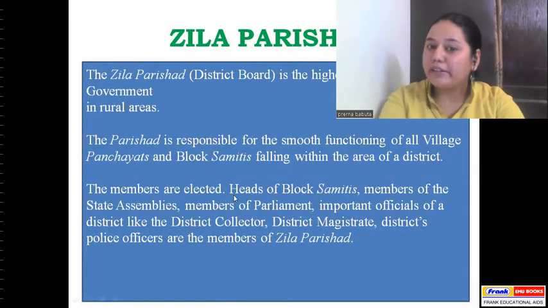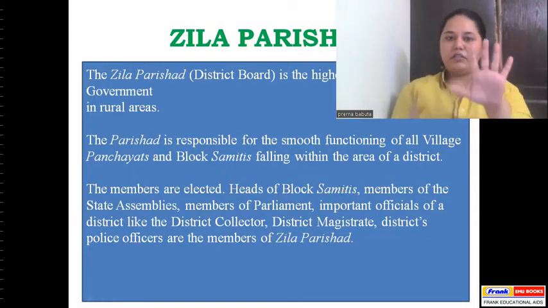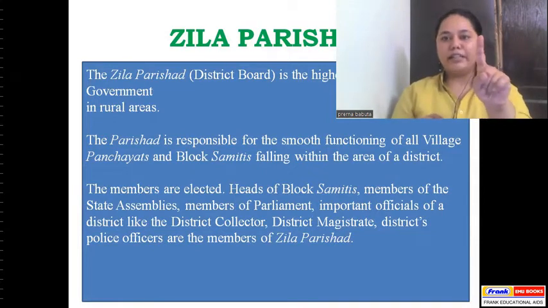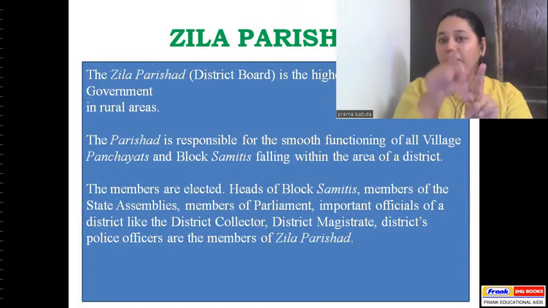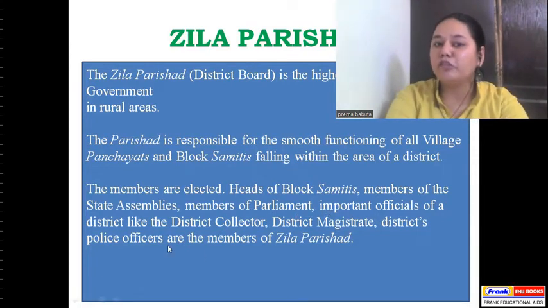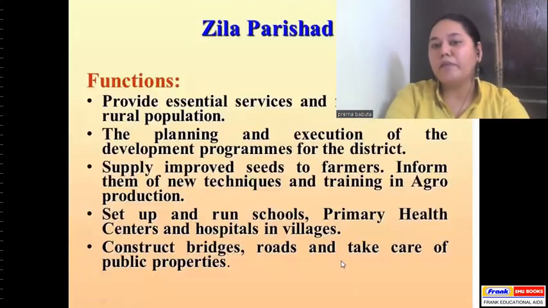The members are elected heads of block samitis. Remember, we understood five sarpanch, let's say. So amongst those sarpanch, one is the chairperson, other is the vice chairperson. So heads of block samitis are the members of state assemblies or members of parliament, important officials of the district like the district collector, district magistrate, district police officer, and members of zilla parishad.